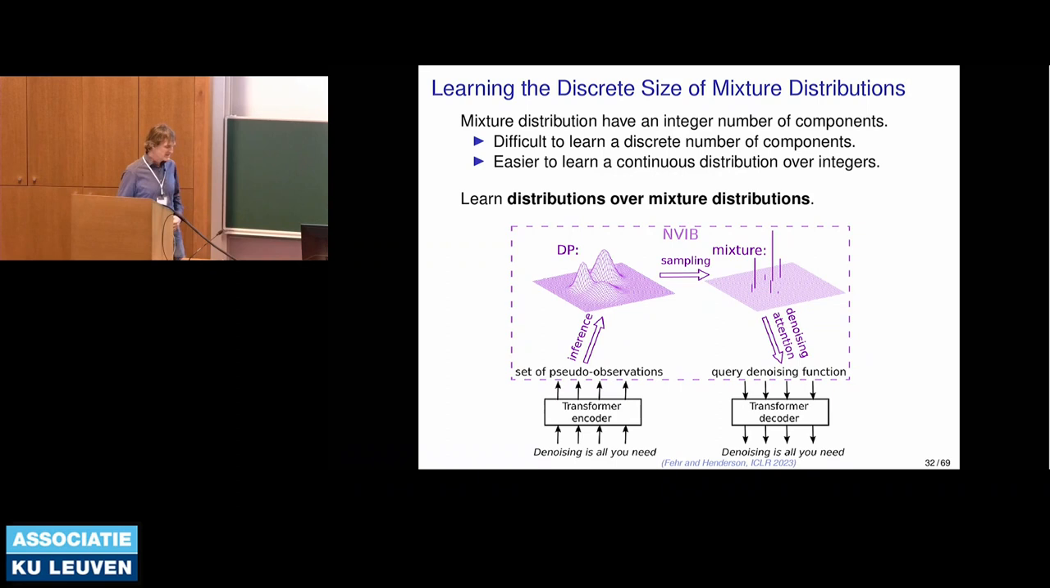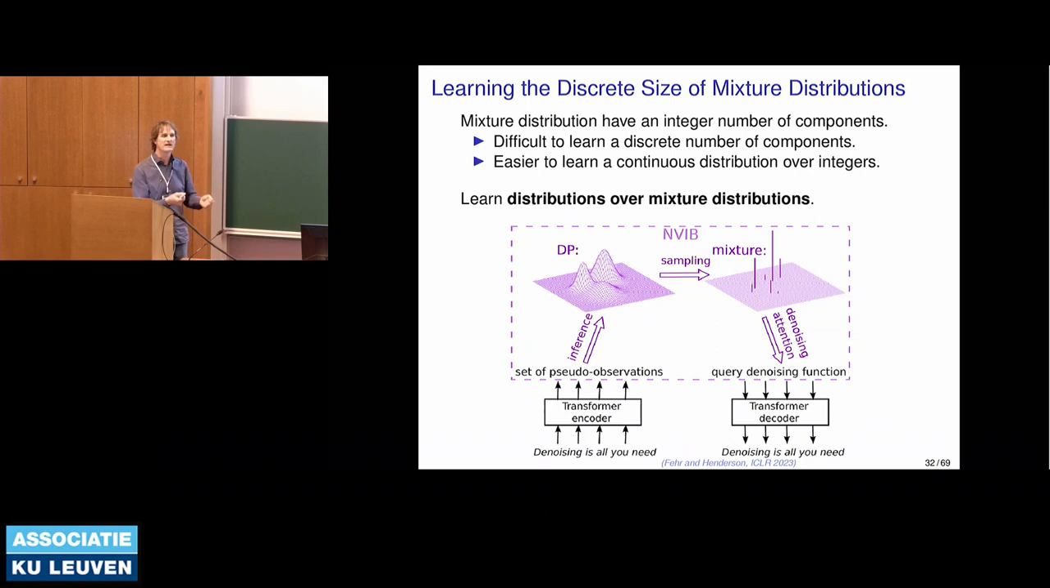But mixture distributions have a problem. What if we want to learn the mixture distribution? In particular, we want to learn how many components we have in our mixture. Transformers don't do this. You hand code or you define ahead of time how many tokens you have in your input. That's exactly the number of vectors you have in the output. There's no learning of how many vectors.